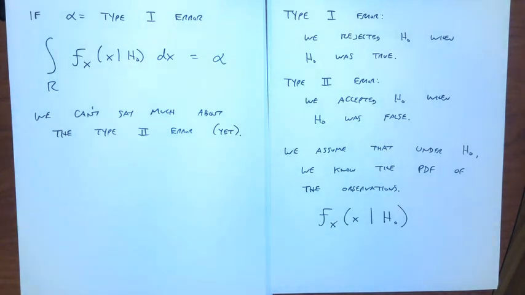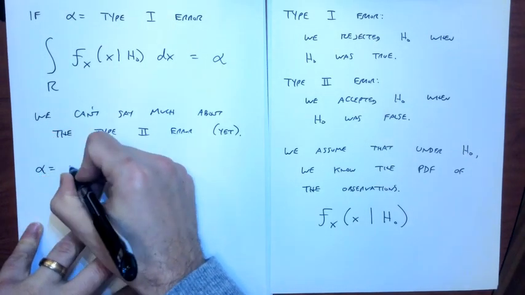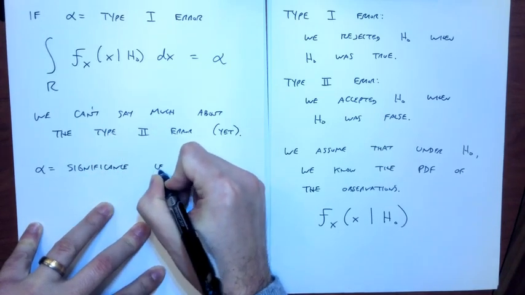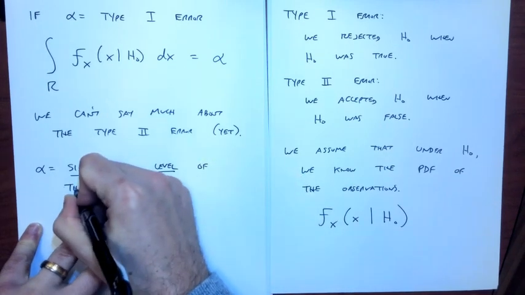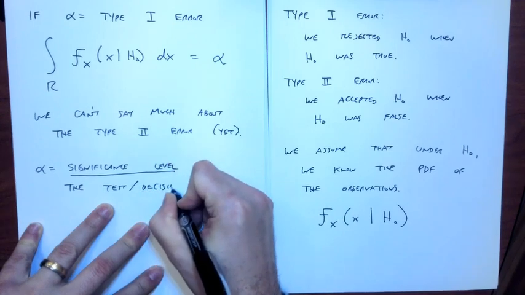So what we're going to do for our significance test is, as the user, I am going to set a value of alpha, right? I'm going to say, I can tolerate a type 1 error of this much, no more. What is the corresponding region then in that case? So this alpha is what we call the significance level of the test, or the rule that we decide on.